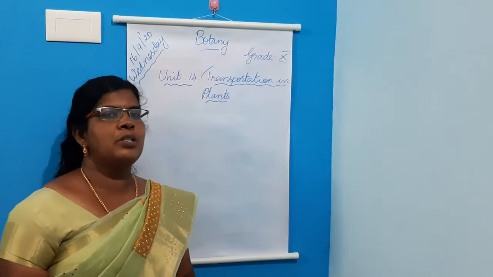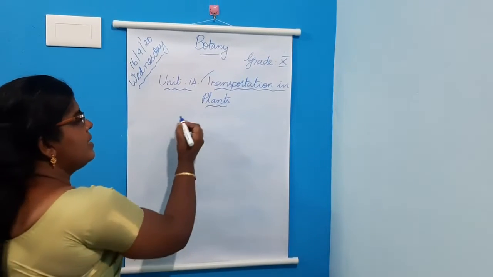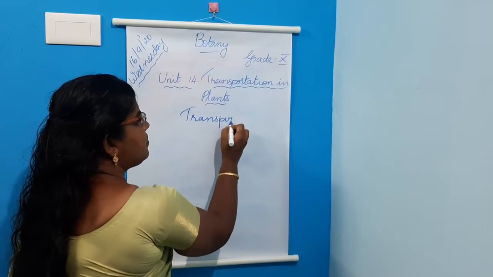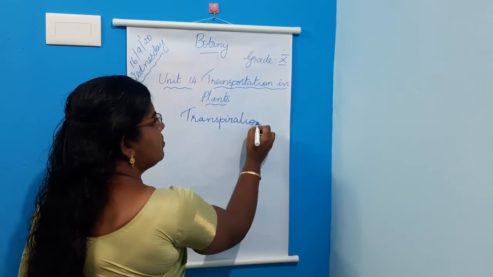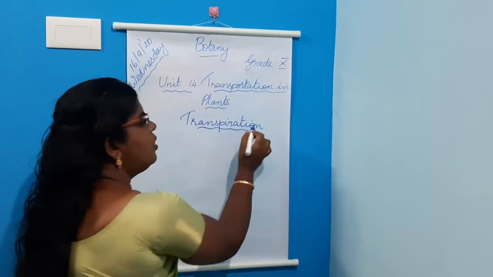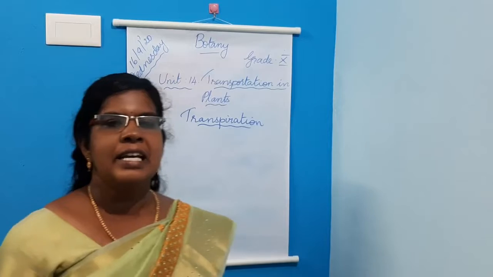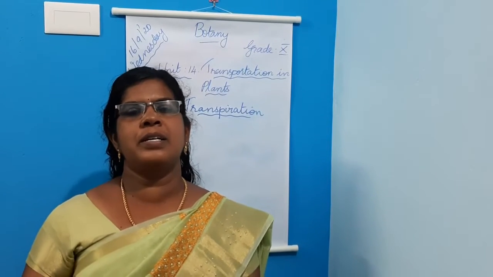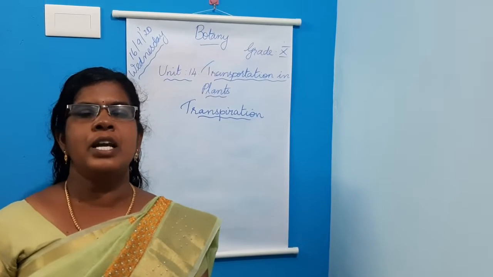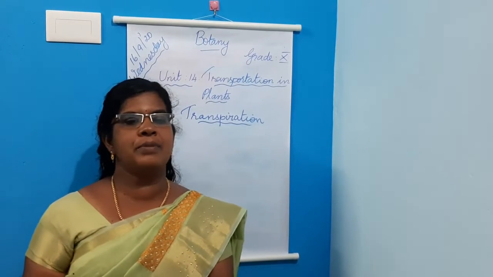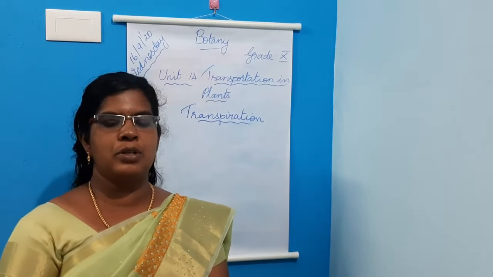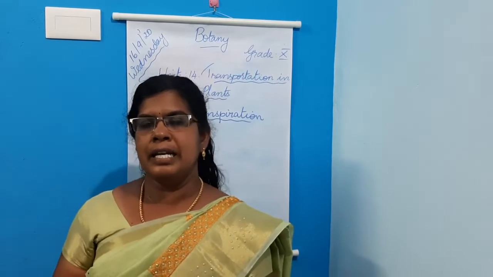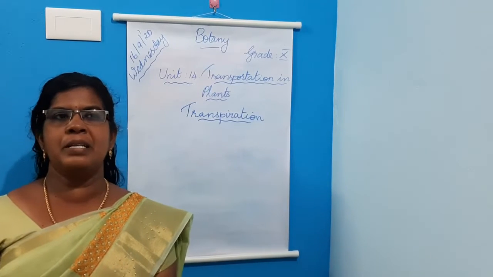Now, we are going to learn about the next process, that is transpiration. You all know what is transpiration, isn't it? Evaporation of water or loss of excess water evaporated through the stomata of the leaf. That is called transpiration. Transpiration is the evaporation of water in plants through stomata of the leaves.